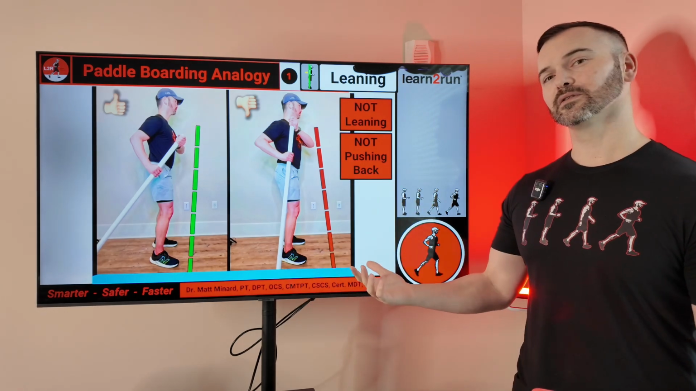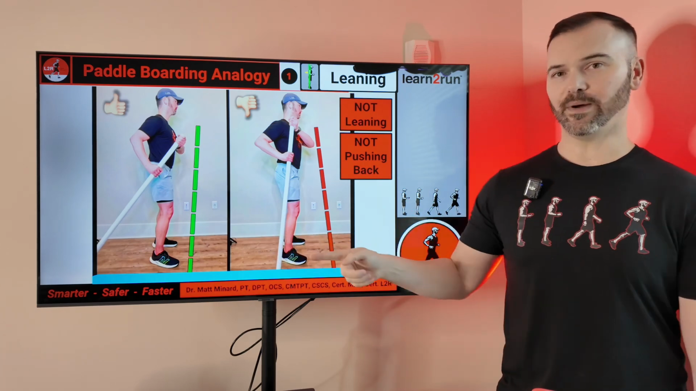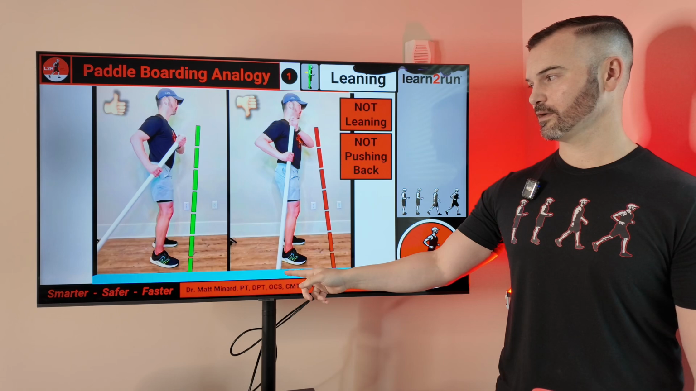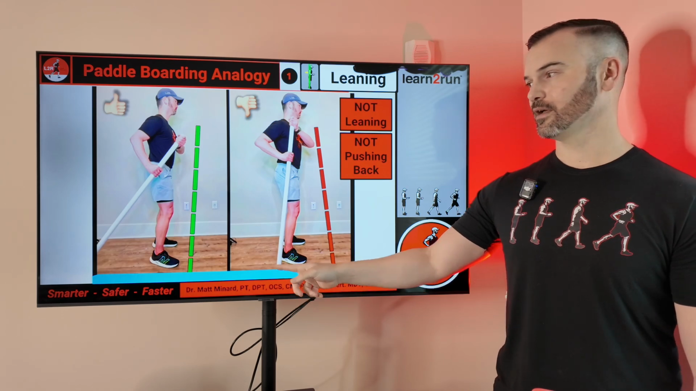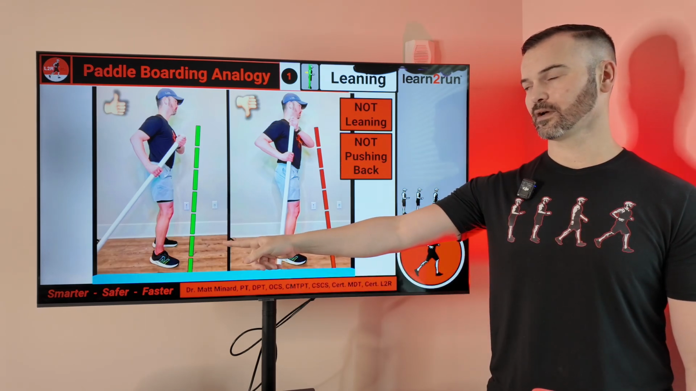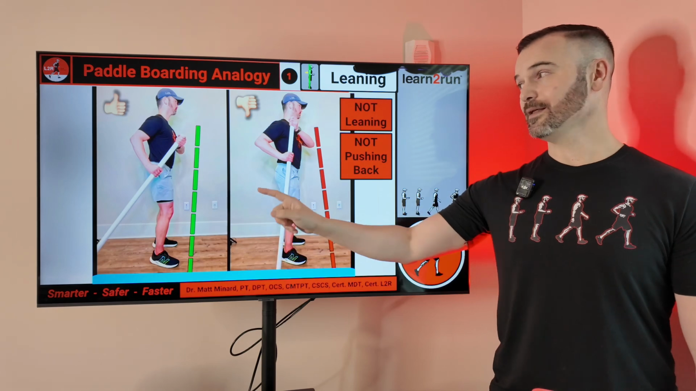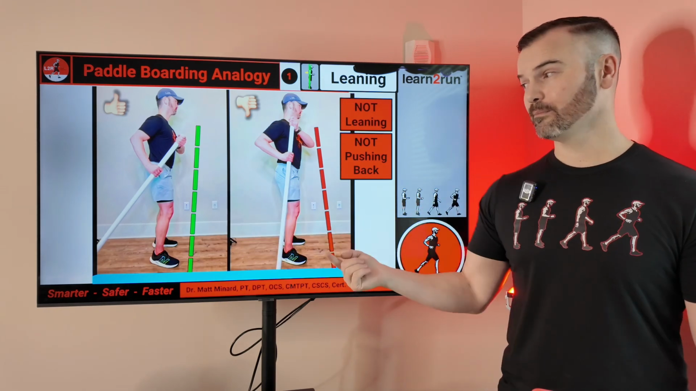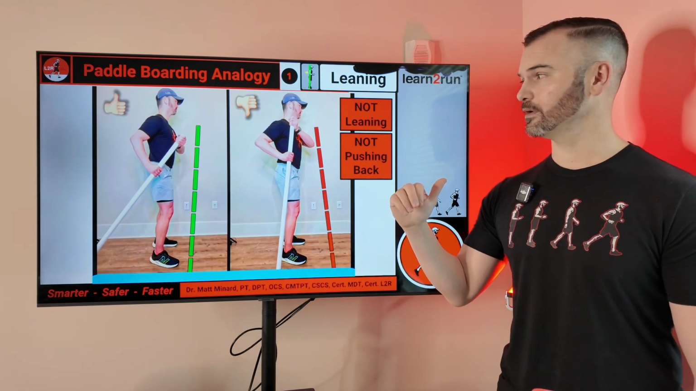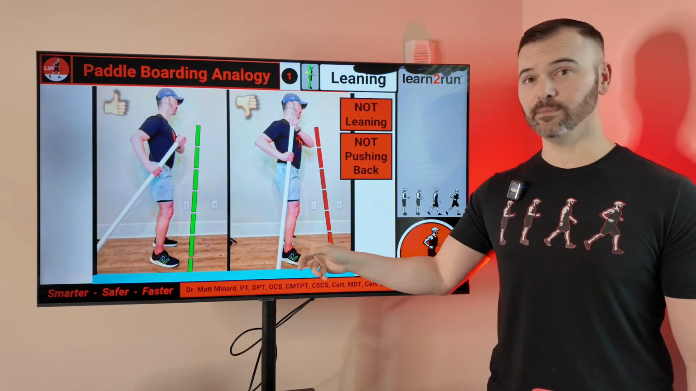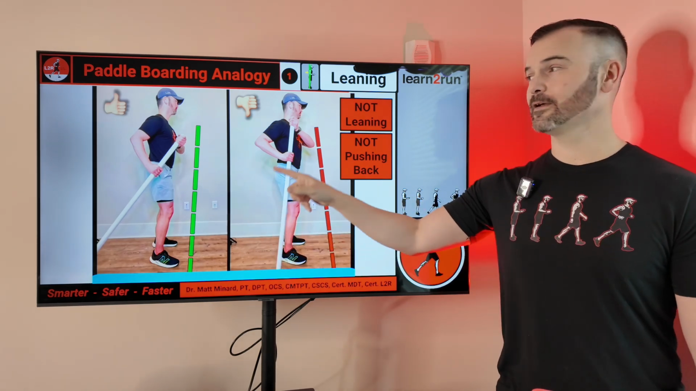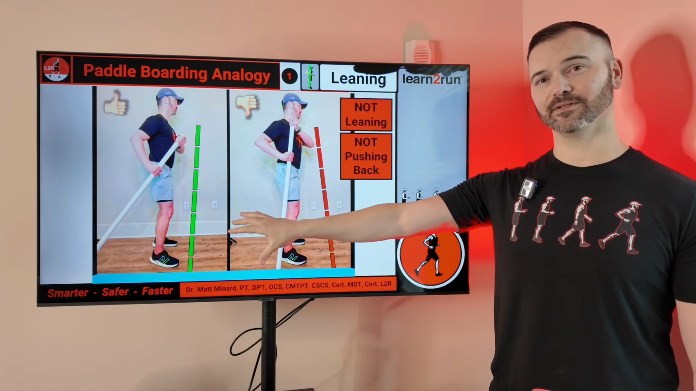What do we notice? How much actual backwards propulsion do we get? So if we look here, how much is the paddle behind us? Versus here, how much is the paddle behind us? This is where we get our propulsion. This is where we get our power, pushing back to move forward. So a lot of times you'll hear people disregard this phase. They don't talk about it. This is where the magic happens.